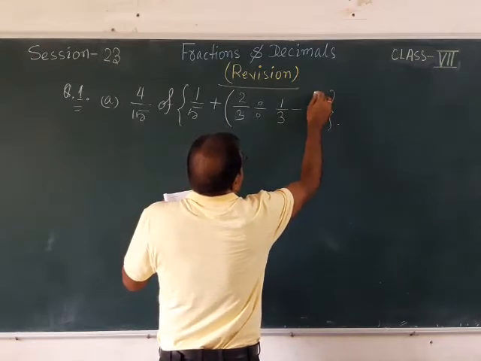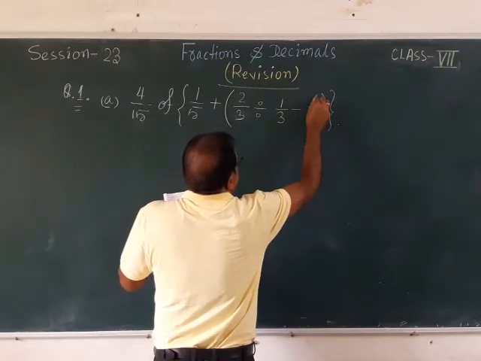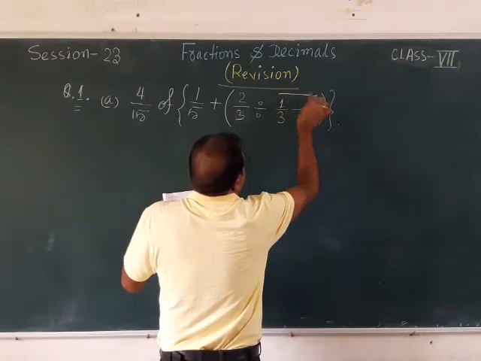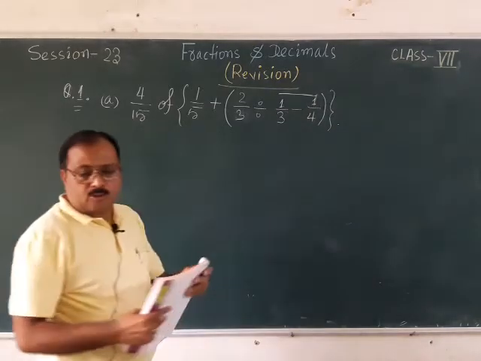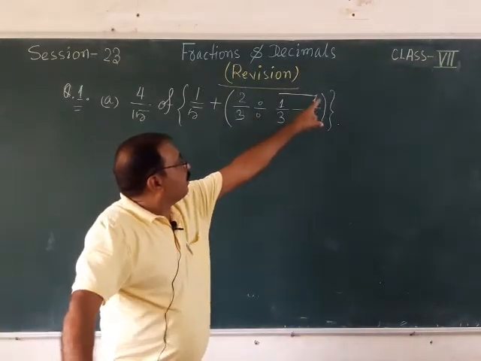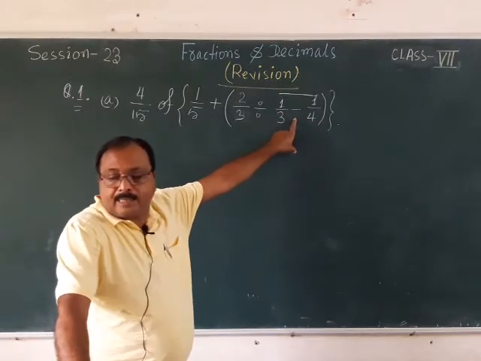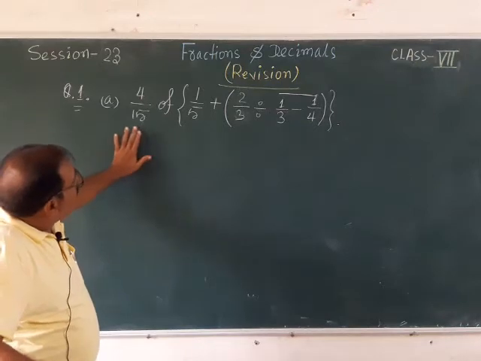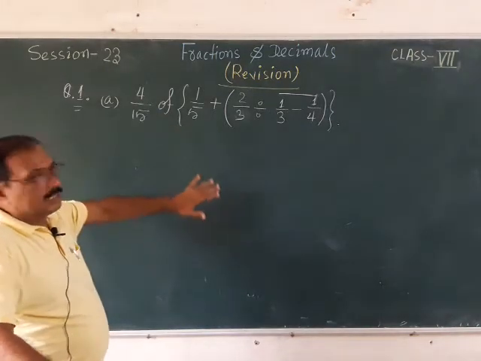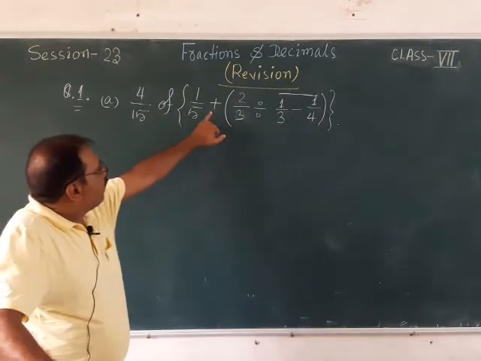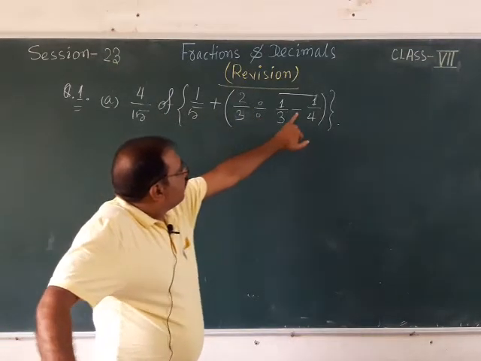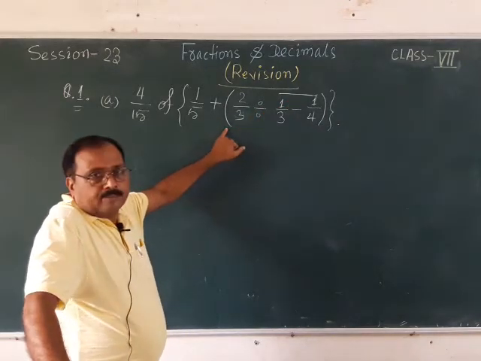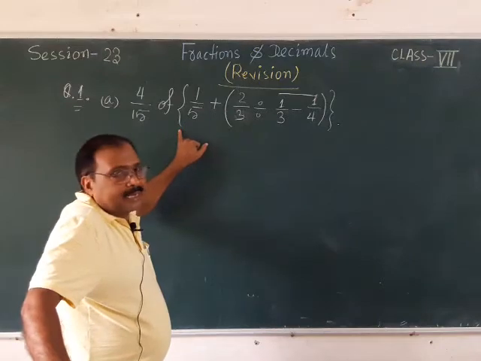Here one thing: there is a bracket, and it is called the bar bracket, because you are placing a bar over there. How to solve this question? Here you can see that many types of fractions are there. Besides that you have the of sign, then plus sign, then division sign, then minus sign, and you have a bar bracket, then the first bracket, then the second bracket.